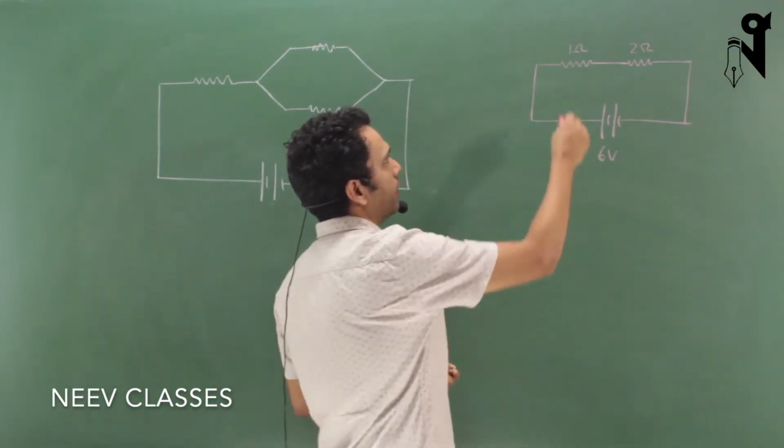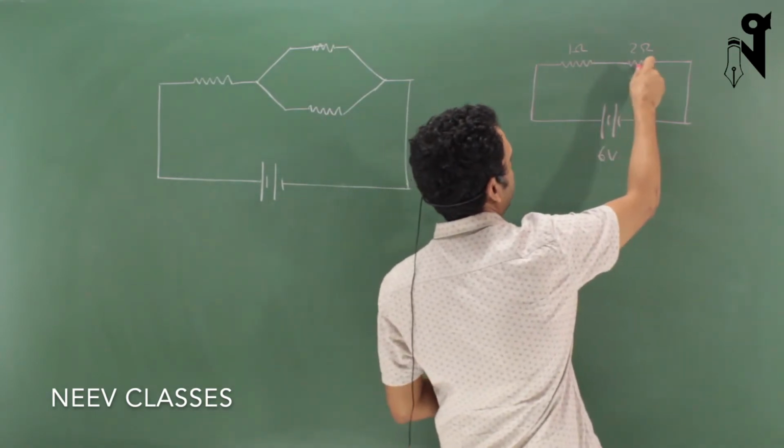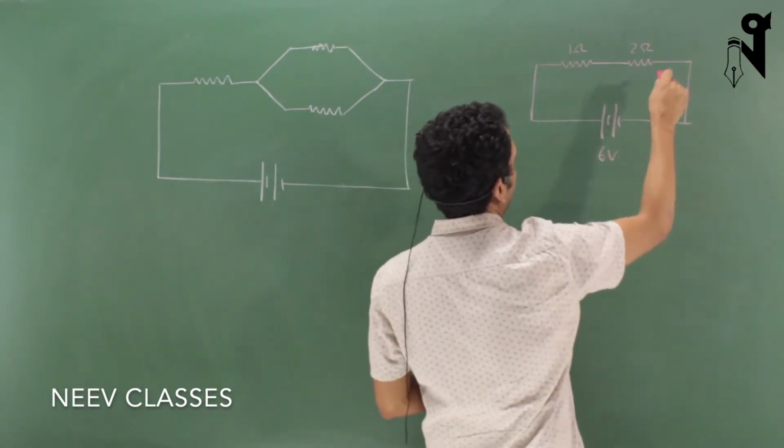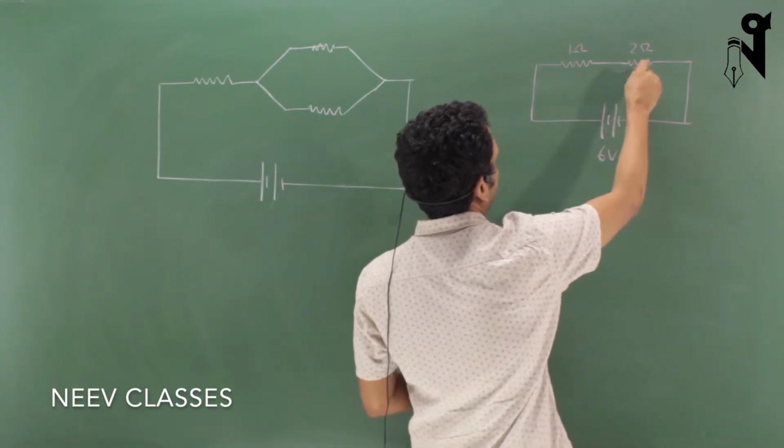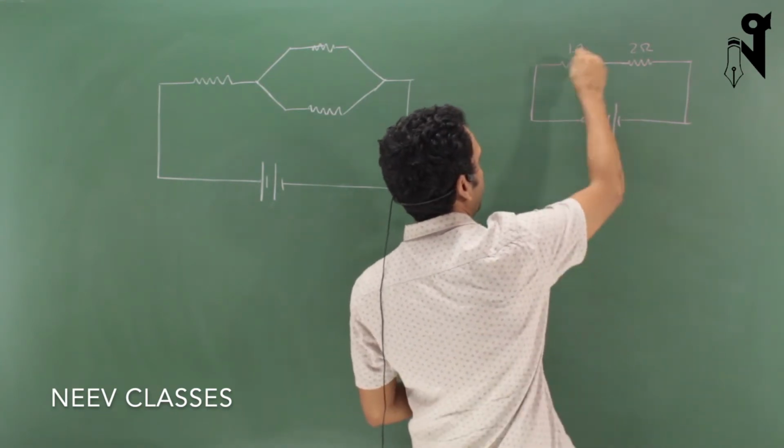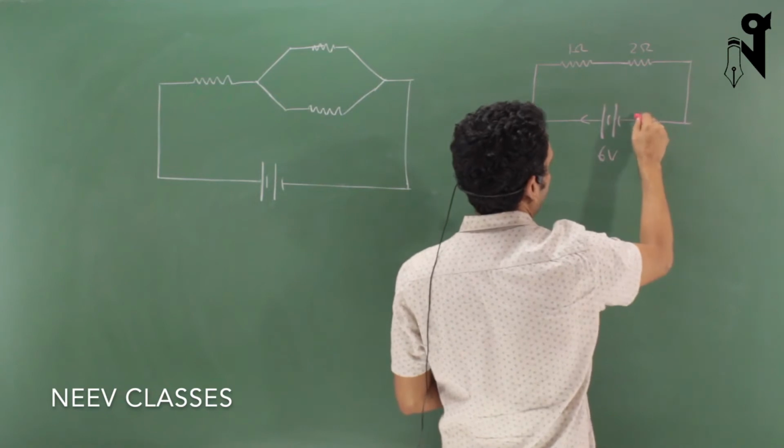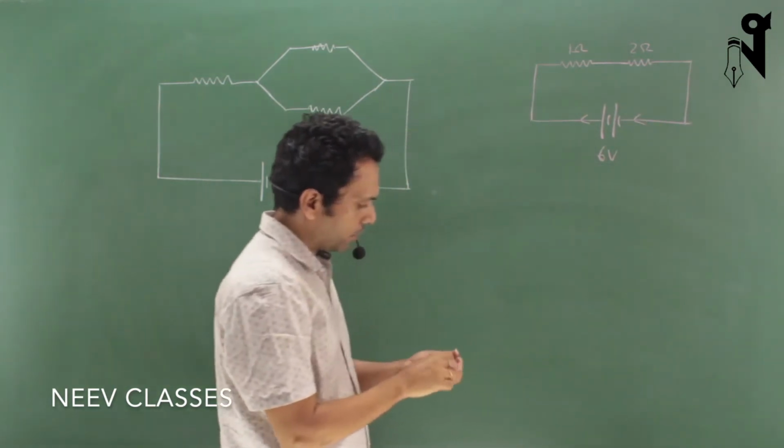So we know that the current in the first resistance will be the current in the next resistance because there is no other path. These two are in series, and the current coming out of the battery would be the current in these two resistances, which will come back to the battery. So we know all that, we have done all that.